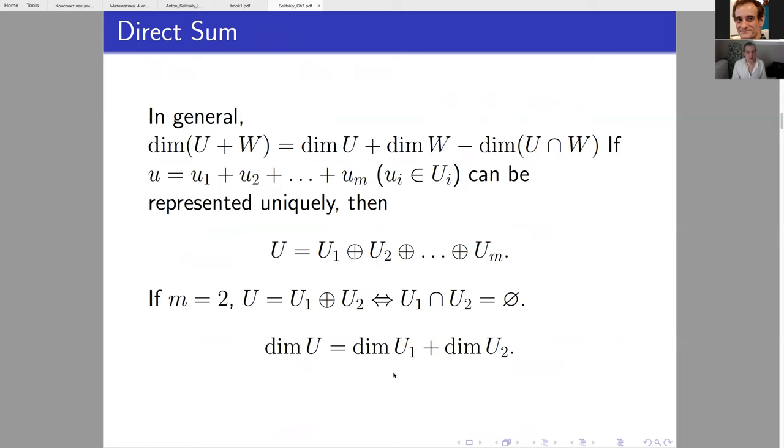Sometimes you can hear the words direct sum. What is the direct sum of the spaces? In general, the dimension of the sum of two subspaces, I assume here that U and W are subspaces of the same larger space V, for example, is the sum of dimensions minus the dimension of the intersection.